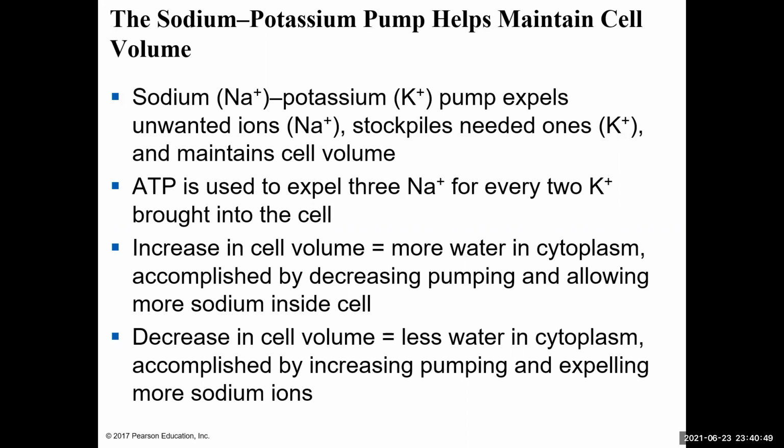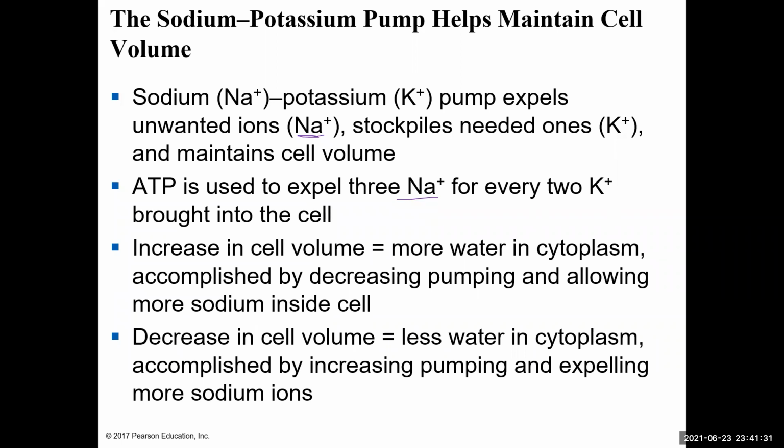And so what happens is the pump gets rid of sodium ions from inside of the cell, and it builds up a concentration of potassium ions into the cell. And so the pump is moving 3 sodium ions out and bringing in 2 potassium ions for every churn of the pump. Okay. And so what this means is that if it wants to increase in cell volume, it needs more water in the cytoplasm.